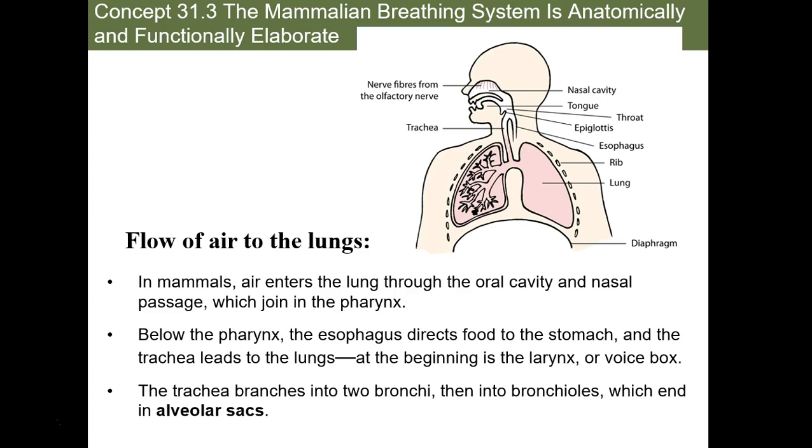In mammals, air enters the lung through the oral cavity and nasal passage, which join in the pharynx. Below the pharynx, the esophagus directs food to the stomach, and the trachea leads to the lungs. At the beginning is the larynx, also known as the voice box. The trachea branches into two bronchi, then into bronchioles, which end in alveolar sacs.